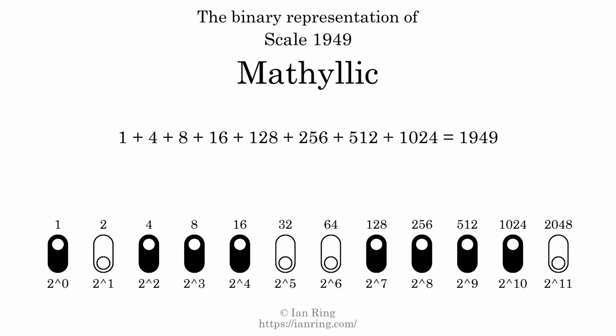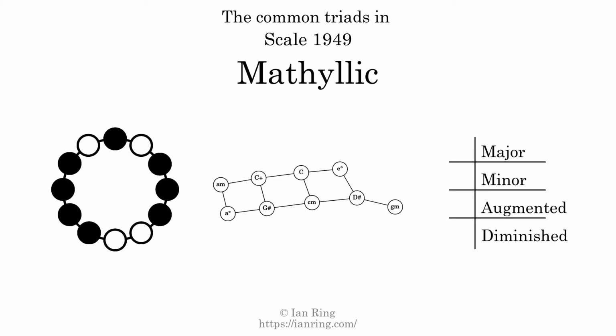1949. The scale number not only enumerates the scale with a unique index, but it also literally describes the tonal content of the scale. Represented as a binary number in base 2, the scale number is 0111100111101. Here are the common triads present in this scale.